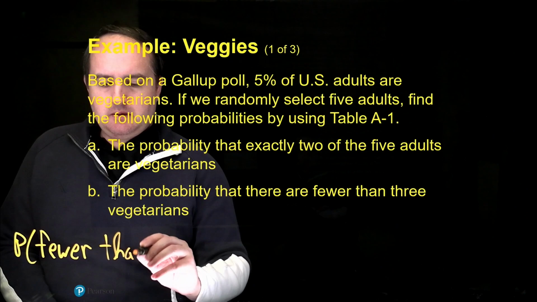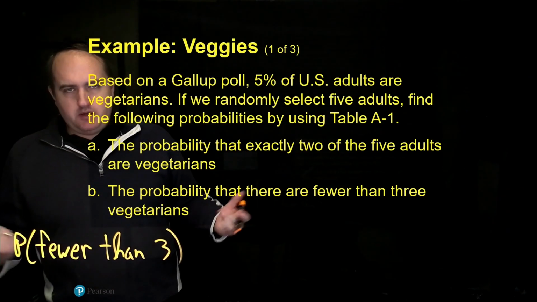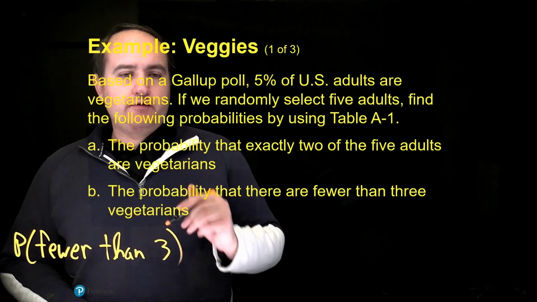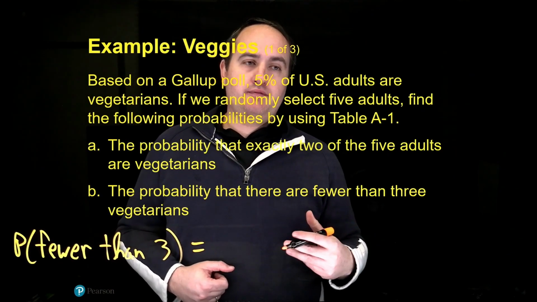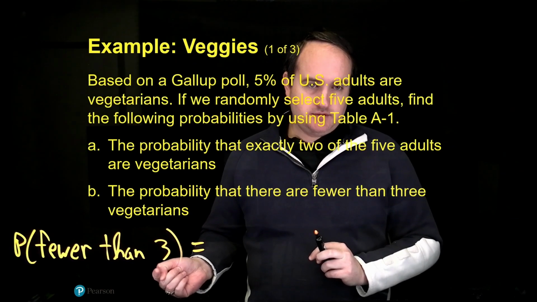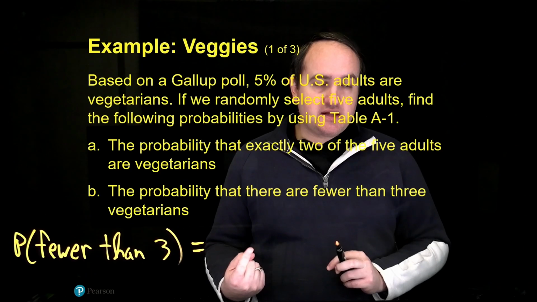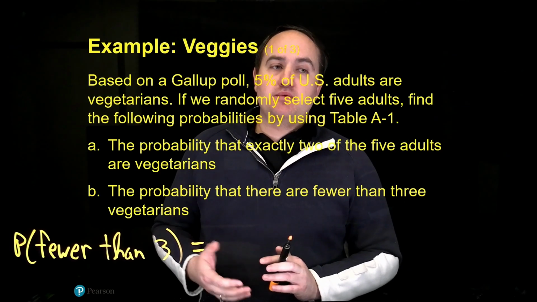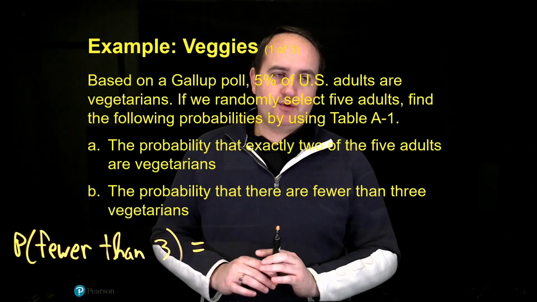Fewer than 3. Well, here we're calling a success being a vegetarian, not to be taken literally. Probability of fewer than 3 is the same as the probability of any number that is less than 3. So 2 is less than 3, 1 is less than 3, and 0 is less than 3. And remember, your number of successes has to be a whole number. It can't be a fraction or a decimal.